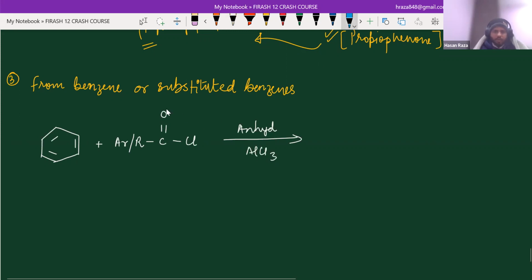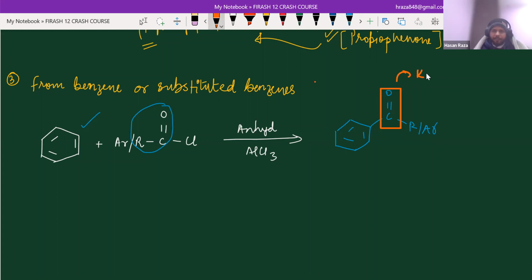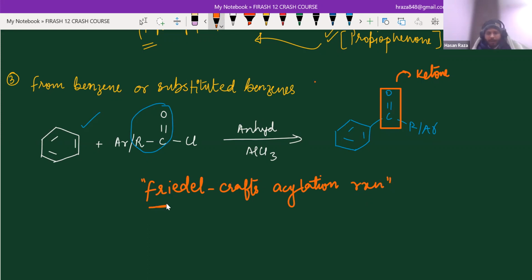So what will happen? This whole part will go, and one of the hydrogens will be substituted by this part. So you can see this is what you will get, either R or Ar. And here you can easily understand that this is your ketone. So basically, the Friedel-Crafts acylation reaction will give you ketone. Okay, so please do write it.